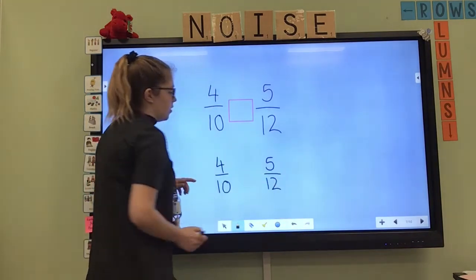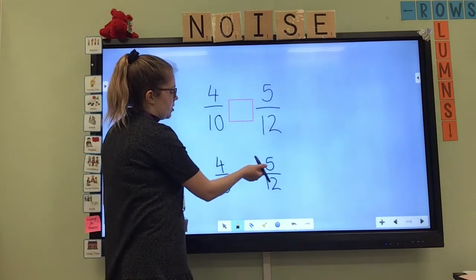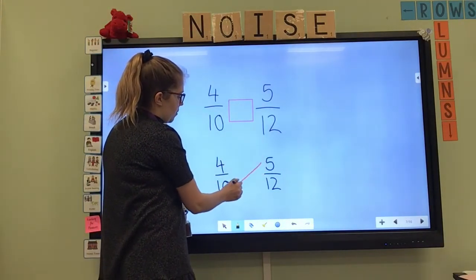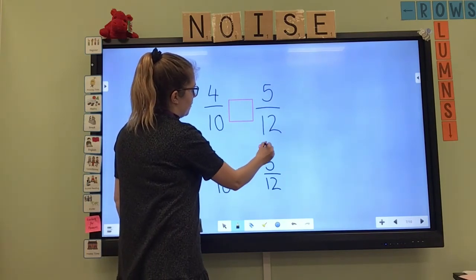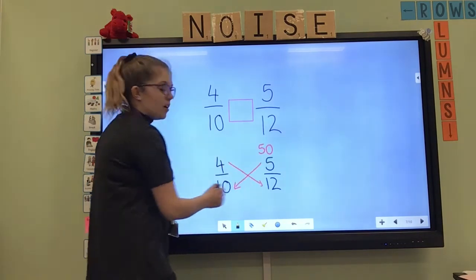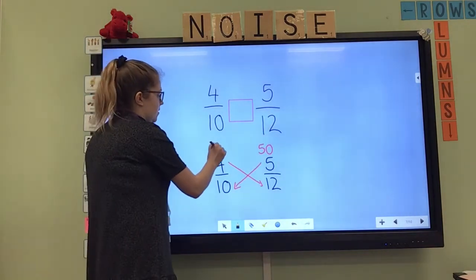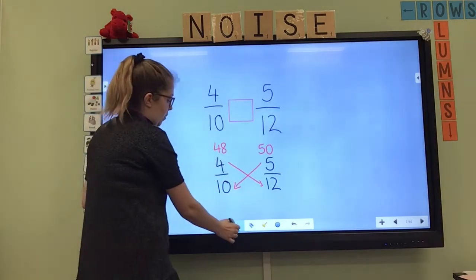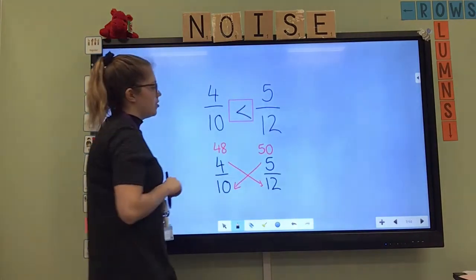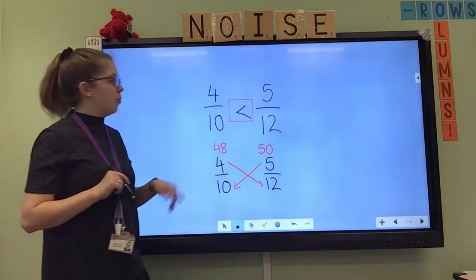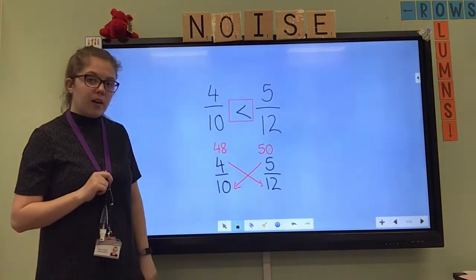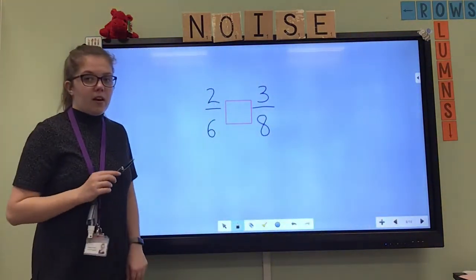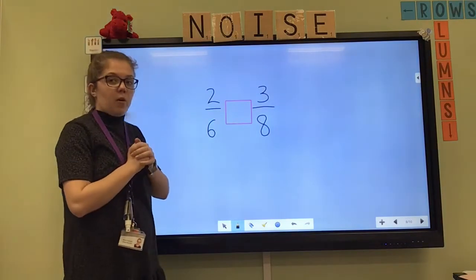And I'm going to do my multiplying. I'm going to start over here this time to show you that as long as you write the number above the numerator that you're working with, it works both ways. So 5 times 10 is 50, and 4 times 12 is 48. These fractions are close because we've got 48 and 50, but using our knowledge of place value and number, we know that 50 is bigger than 48. So 5/12 is bigger than 4/10. Okay? We'll do one more like this together, and then I've got some different style questions to test you with.